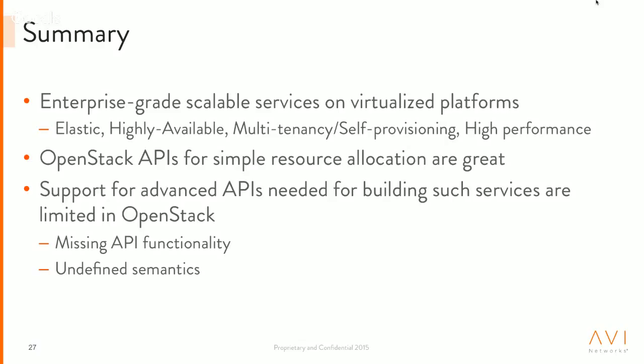Okay, so to summarize, the goal is to build this enterprise-grade scalable service on top of OpenStack with elasticity, high availability, high performance, and self-provisioning. OpenStack APIs for most of the simple things are pretty great, like the resource allocation and the multi-tenancy aspects. There are some limits with respect to the advanced APIs required for building these high-performance applications, like some missing APIs or some undefined semantics, and so on. So that's the summary of my talk. Okay. Any questions? Any more questions?